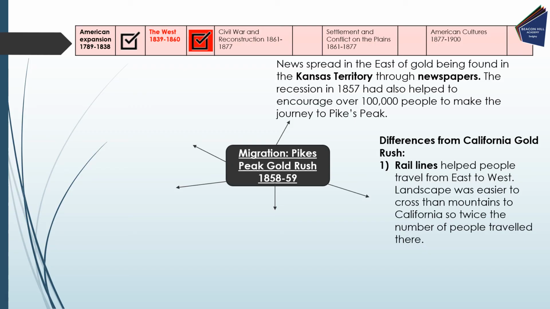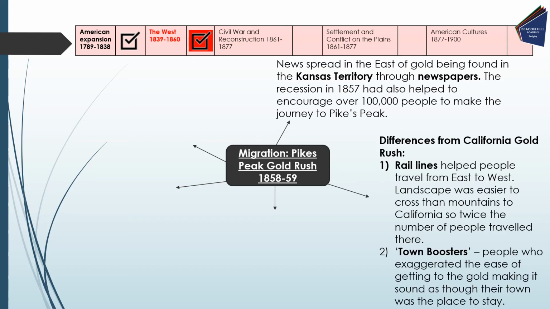First of all, we've got rail lines which helped people travel from east to west. The landscape was much easier to cross than the mountains into California, so this is a reason really why we have double the number of people who travel there. And we also have town boosters, and these are people who exaggerated the ease of getting to the gold making. They made it sound as though it was their town that was the place to stay, the place to be, and these people really encouraged an increase in the number of people that moved west.